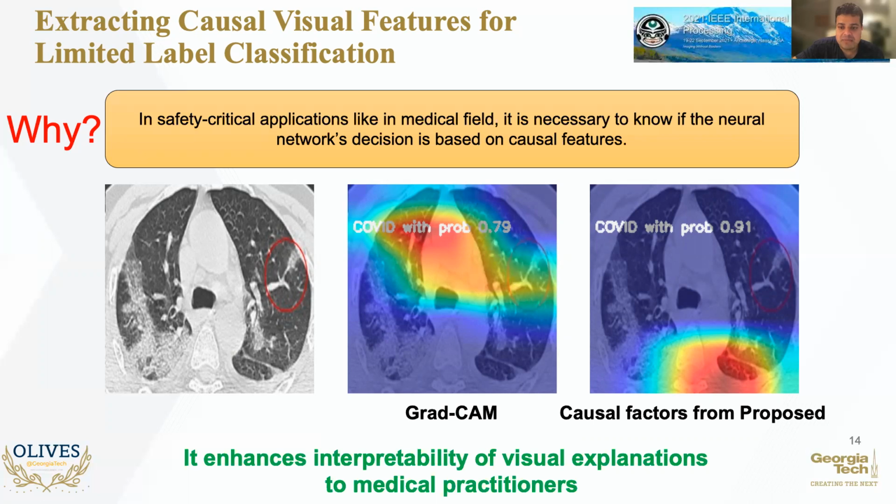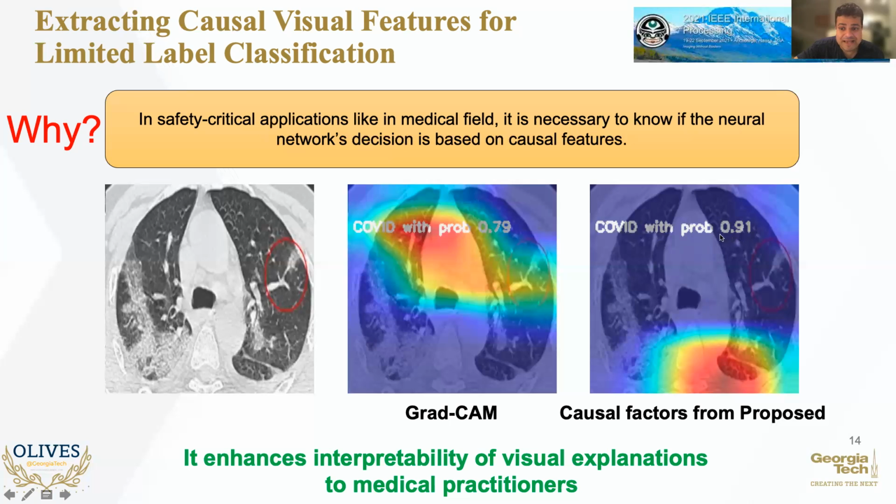Now, we do the same masking using our method, which we'll describe next. Using the method, we obtain a heat map of causal regions. The masked causal image is passed through the network. The network still predicts that the image is COVID positive, but with a probability of 0.91.